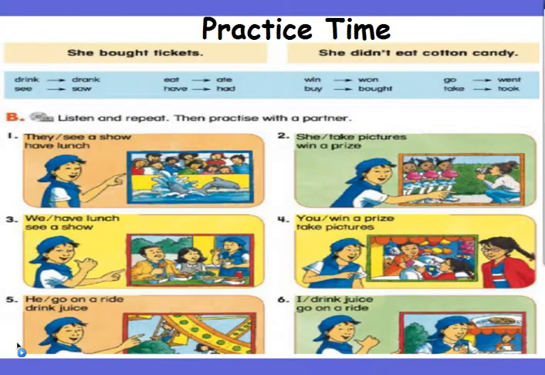Now look at your student's book. She bought tickets, in the affirmative form. Negative here: she didn't eat cotton candy. The affirmative has the verb in the past simple tense. The negative is didn't plus the infinitive. Some verbs in the past: drink, drank; eat, ate; win, won; go, went; see, saw; have, had; buy, bought; take, took.